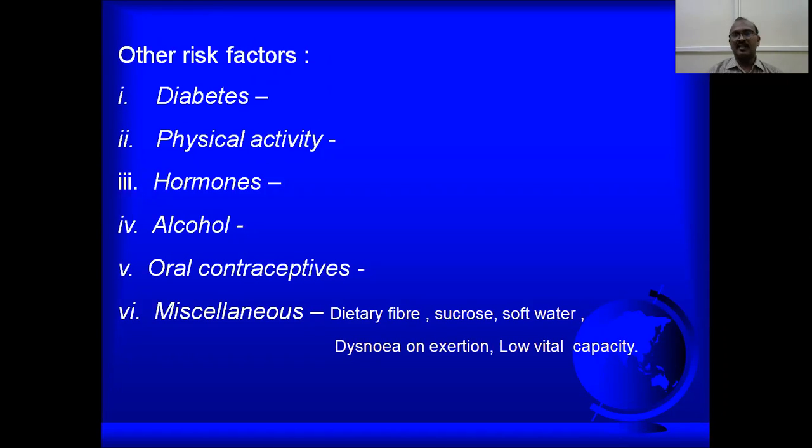Other miscellaneous risk factors are dietary fiber and sucrose. An increase of dietary fiber is going to reduce coronary heart disease. An increase of sugar is responsible for an increase in coronary heart disease. Salt water is also a risk factor, and definitely promotes coronary heart disease. Dyspnea on exertion and low vital capacities are also associated with increased coronary heart disease. So other risk factors like diabetes, physical activity, hormones, alcohol, oral contraceptives, and other things are very much responsible for this.